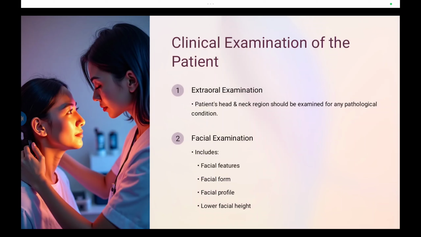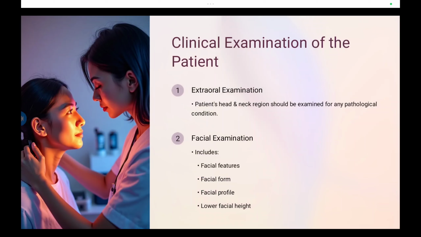Now facial form. Facial form according to House and Loop, Frisch and Fisher and Williams, can be classified as square, tapering and ovoid.